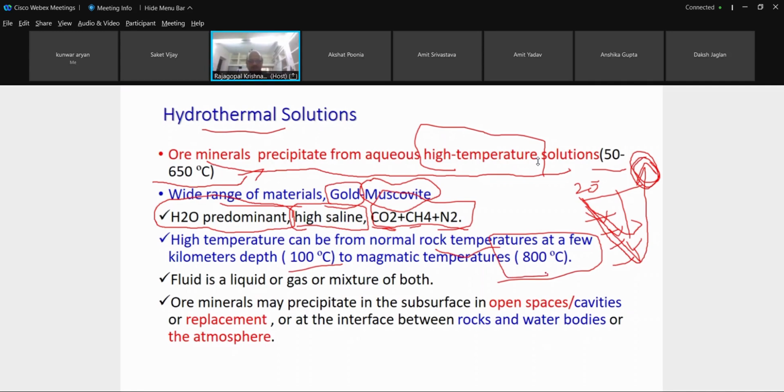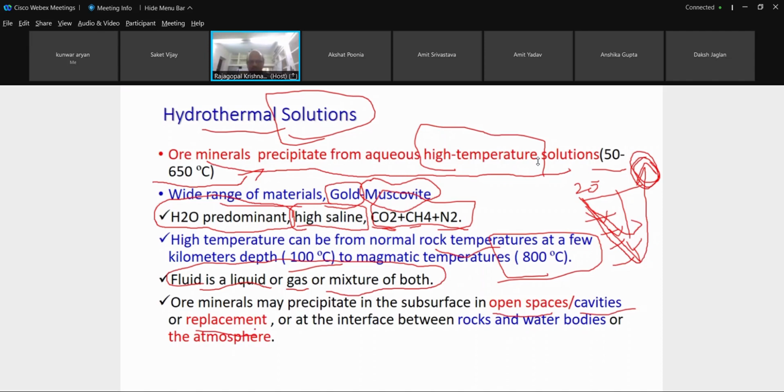So these fluids, of course, are called solutions. Sometimes they are called hydrothermal fluids. These fluids are liquid or gas, or sometimes a mixture of both. The ore minerals finally have to precipitate in the subsurface, in the form of open-space filling in cavities, or replacement. All these processes take place.